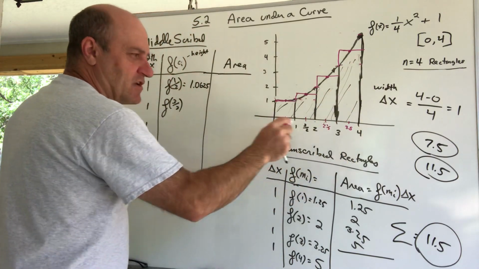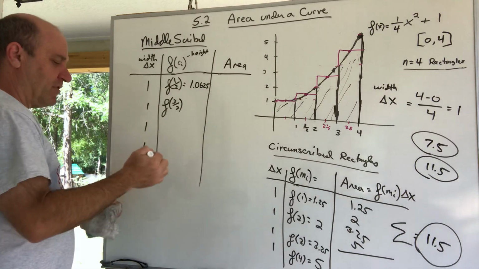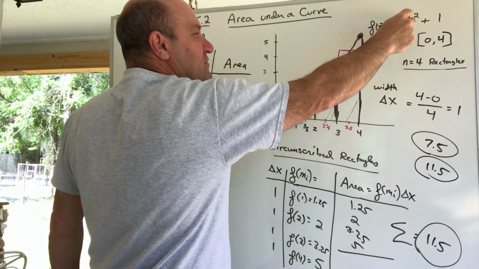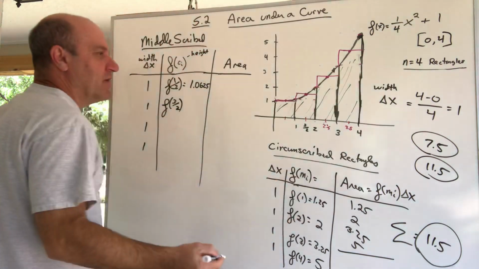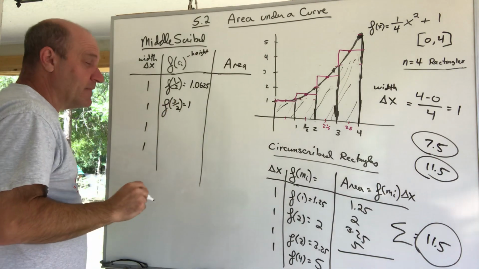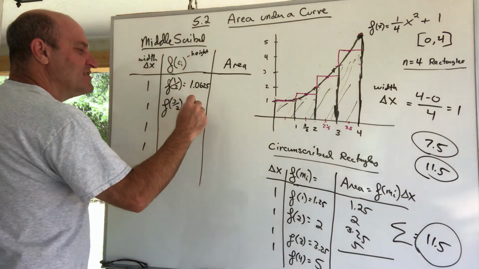Remember, these x values aren't the height. They're the numbers you plug in. I'm trying to get the height. So when I plug in that 3/2, I do a little math. 3/2 squared is 9/4. I get 9/16 plus that 1. 1.5625.